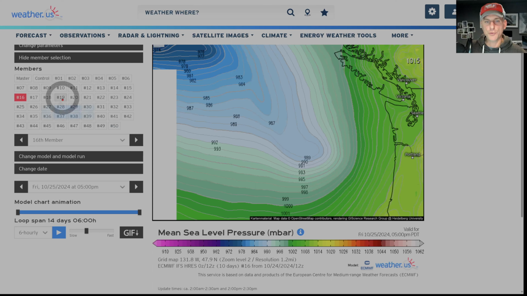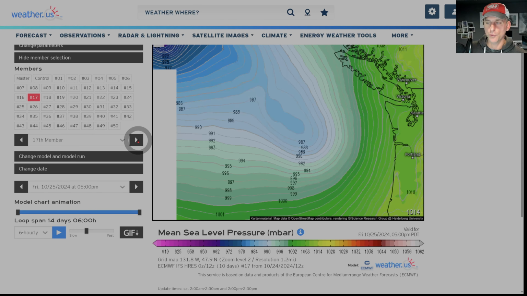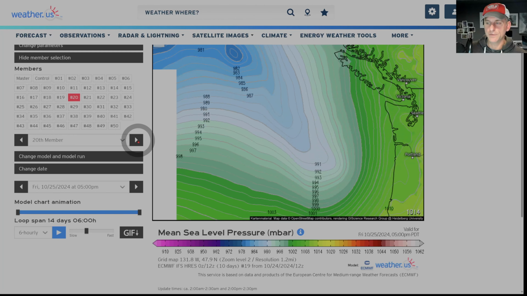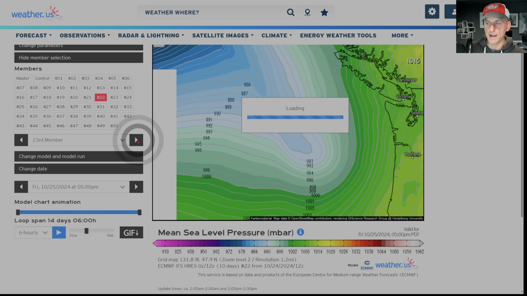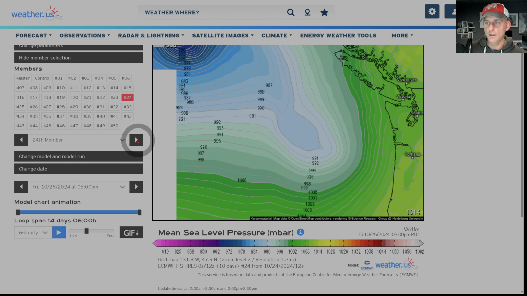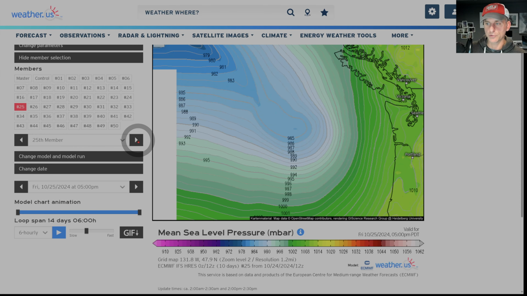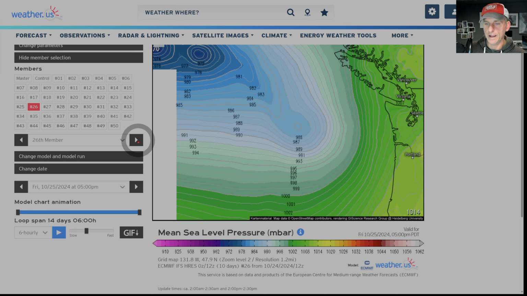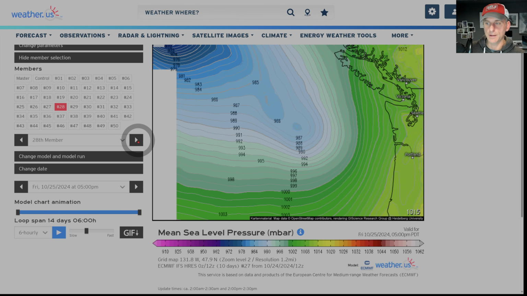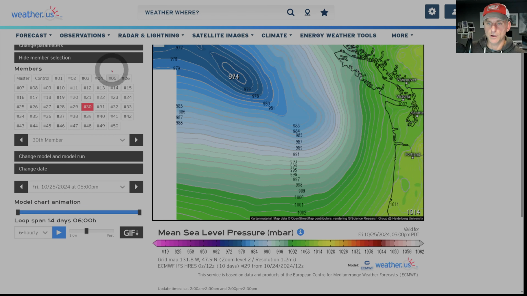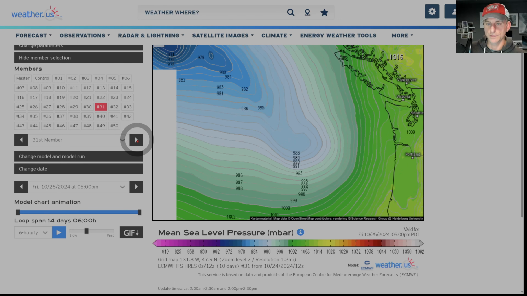But if I scroll through here, keep in mind that the individual ensemble members, as we saw, virtually all of them had 50 mile per hour gusts or higher. I can scroll through here and you can see the changes in the sea level pressure map out over the Pacific Ocean as this strong pressure gradient approaches the Pacific Northwest as we go through Friday night into Saturday morning. So, awesome power, all kinds of stuff you can look at here.